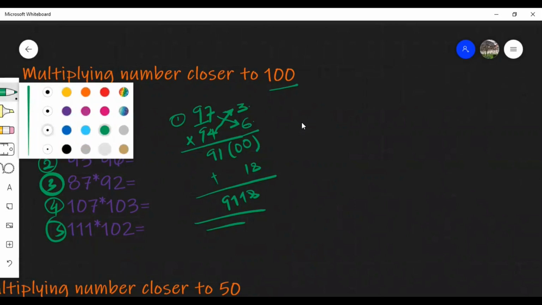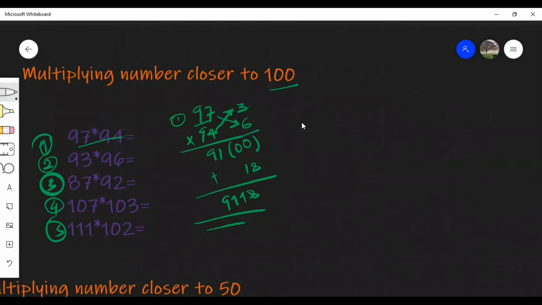Let's now go to number 2. Number 2 is 93 by 96. Again, you want to know the difference between 93 and 100. That gives you 7. And the difference between 96 and 100 gives you 4. You can choose any. For this, let's subtract from this one.